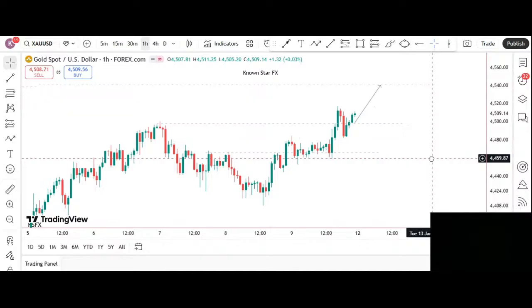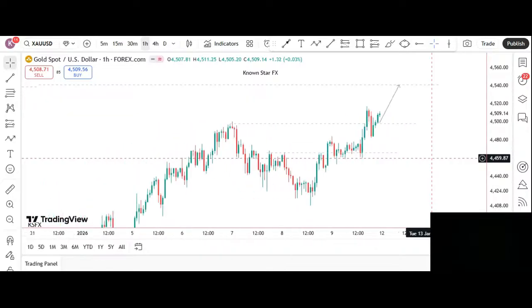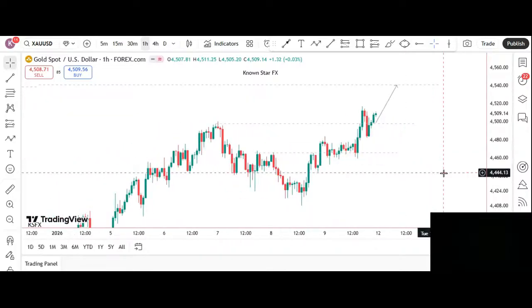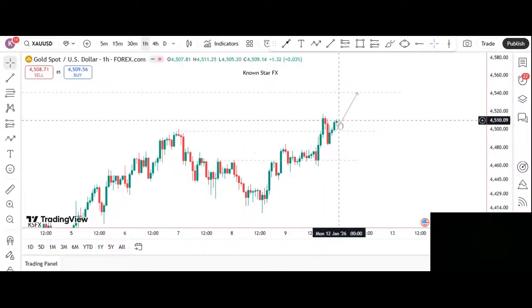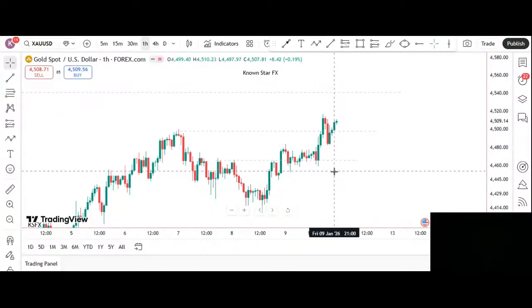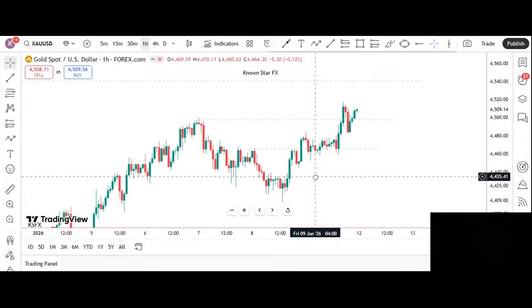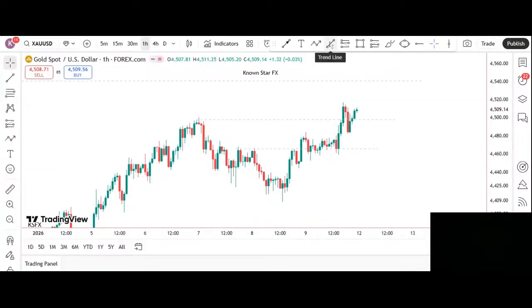So looking at these structures happening right here, what do we think is going to happen? Where do we think we can get our buy from? Looking at this structure right here, let's try to bring in a trend line. For trend lines, we have to spot our two recent lows, and when we get the third touch of those trend lines, we execute our orders, right?